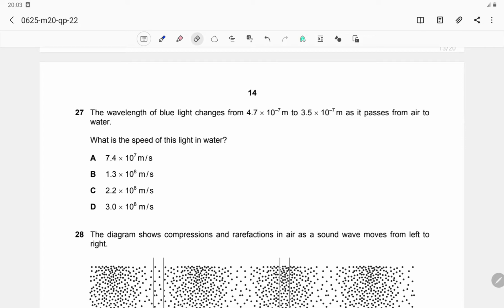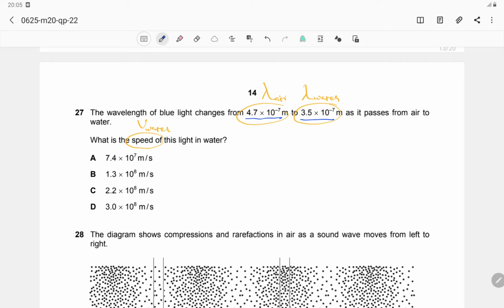Question 27. The wavelength of blue light changes from 4.7 × 10^-7 meter to 3.5 × 10^-7 meter as it passes from air to water. What is the speed of the light in water? In this question, the wavelength of blue light in air is given, let it be lambda air, and the wavelength of blue light in water is also given, let it be lambda water. You need to find the speed of the light in water.